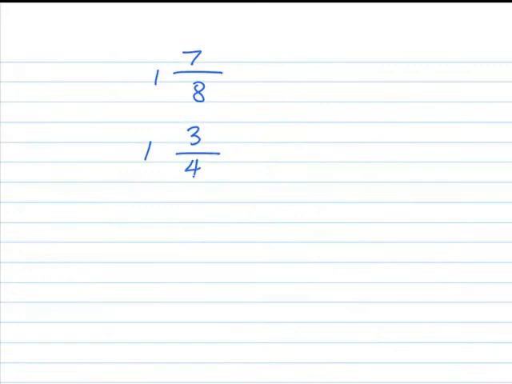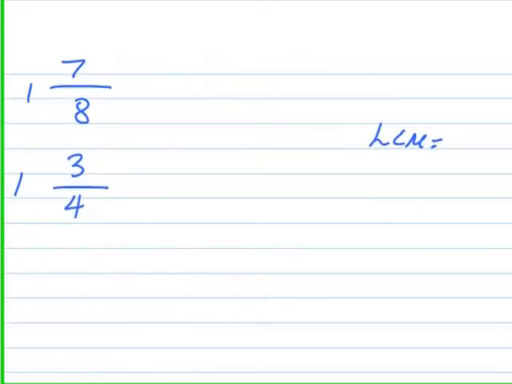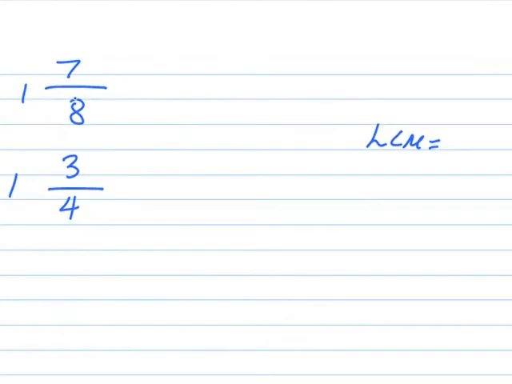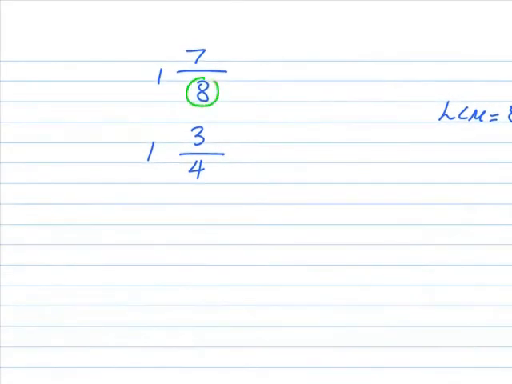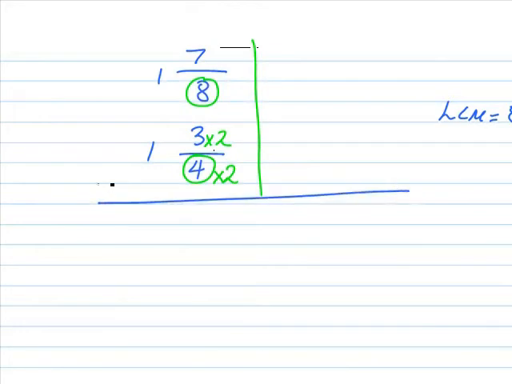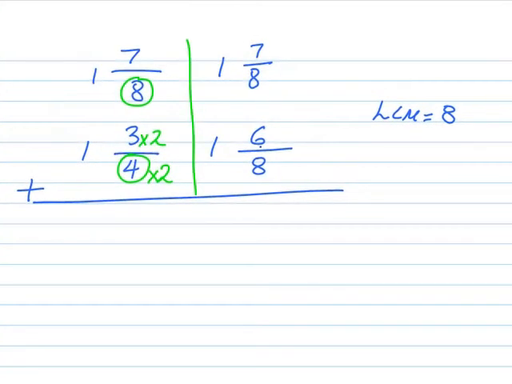The first thing you need to do is to find the LCM. The LCM of 8 and 4 is simply 8. What you need to do is make both denominators 8, and the second one you need to multiply top and bottom by 2. So let's do that. I'm going to rewrite 1 and 7/8, 1 and 6/8. Now again, like the previous example, I just have to add the numerators. 7 plus 6, 13/8. 1 plus 1, 2.